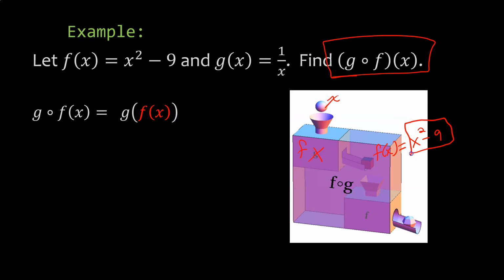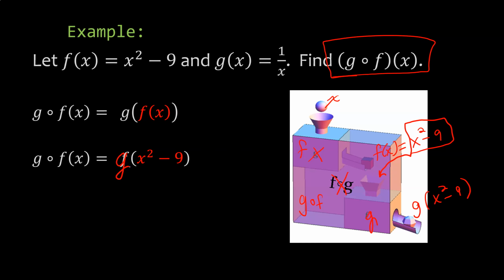And what are we going to do with x squared minus 9? Stuff that into the function g. And what we really are looking for is g of f. So this would be g of x squared minus 9 is really what I'm looking for. Wherever the input is in the function g, I will put in x squared minus 9. So g of f of x is 1 over x squared minus 9.